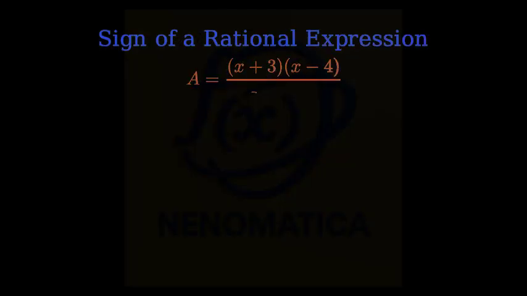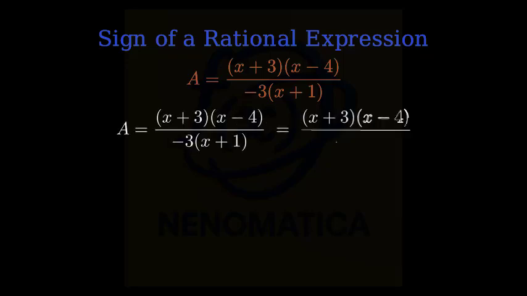In this lesson, we will determine the sign of a rational expression by building a clean sign chart. Our expression is A equals (x plus 3)(x minus 4) all over negative 3 times (x plus 1). We will follow 3 steps. Rewrite, find critical numbers, and then fill a sign table to combine signs interval by interval.